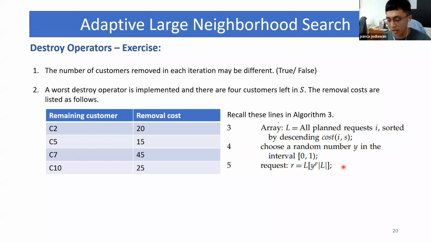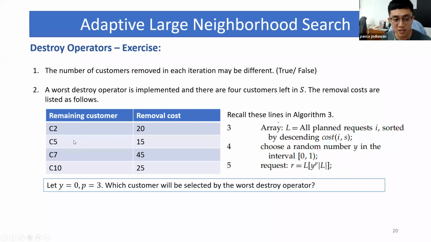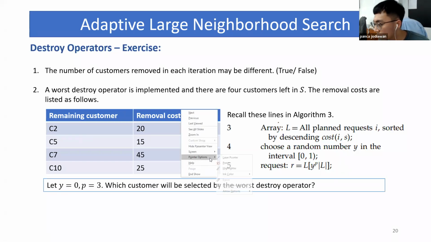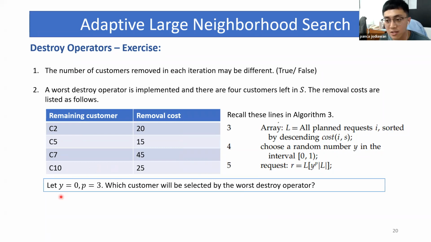So by considering this information, let Y equal 0 and P equal 3. Which customer will be selected by the worst destroy operator?